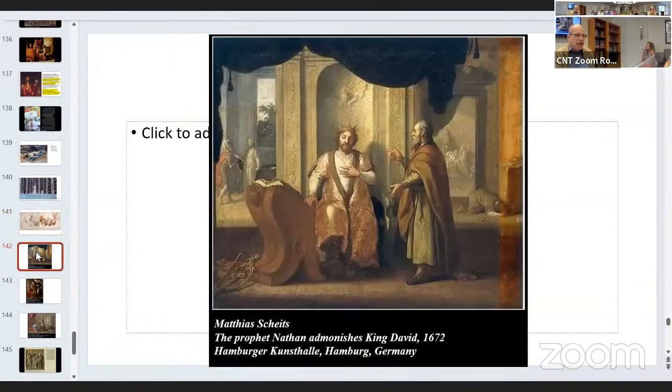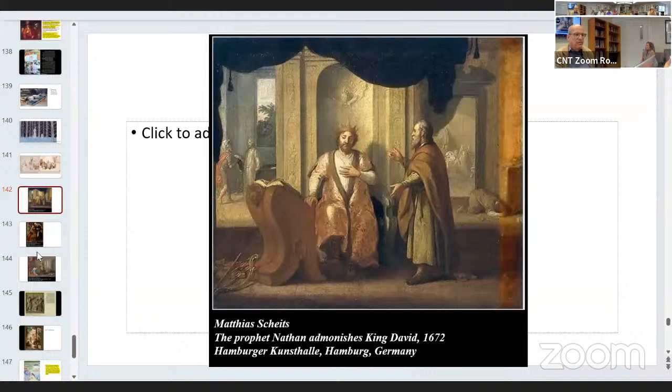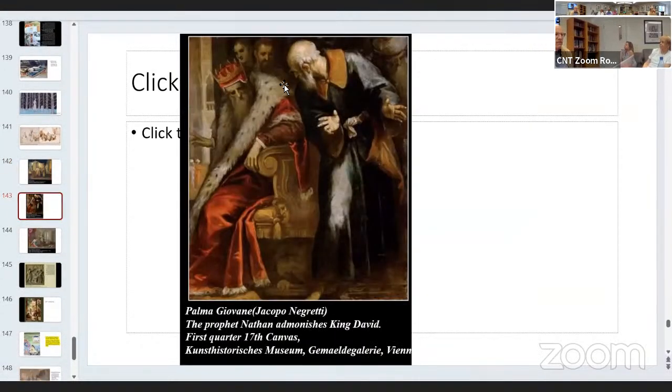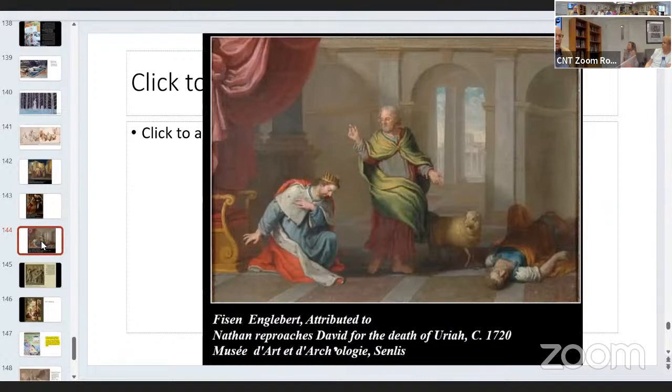Here's another one. David sort of like has a hand in saying, I have sinned. Here's another one. David is even upset. It's very old and upset by the prophet Nathan. And again, the prophet, here's Uriah laying dead, and here's the sheep, and David, who's repenting, I guess.